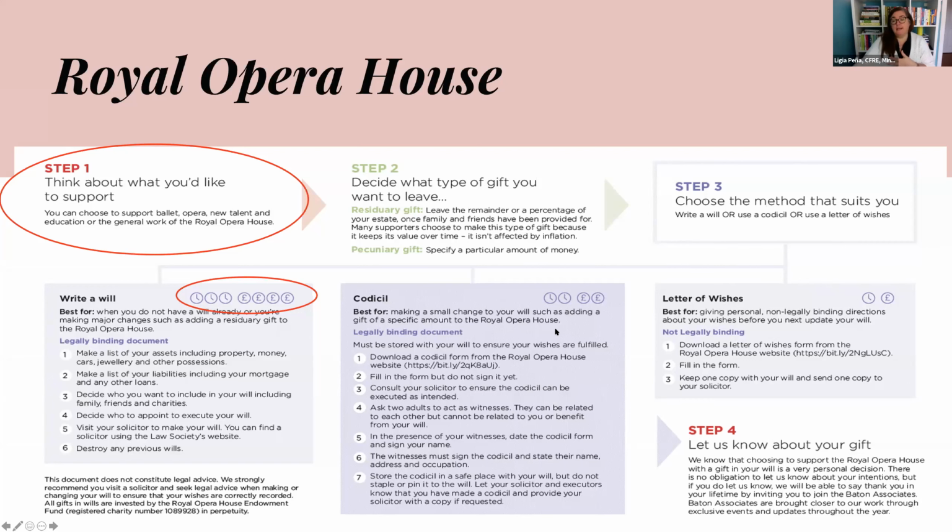And then the last option, the letter of wishes, which is an option in the UK, probably not an option for Canada or the US, is only 1 clock and 1 British pound. So that's a cheaper way. And then step 4, let us know about your gift. And so, again, you always want to be encouraging donors to notify you of their gifts.